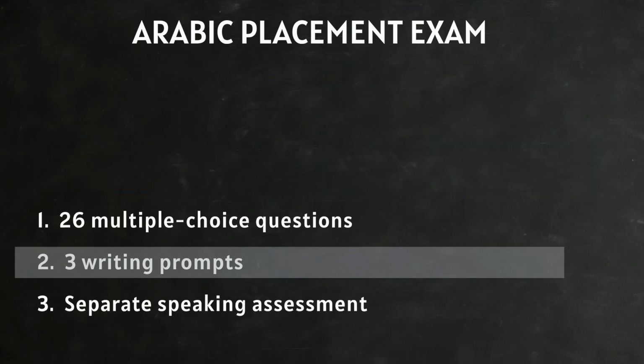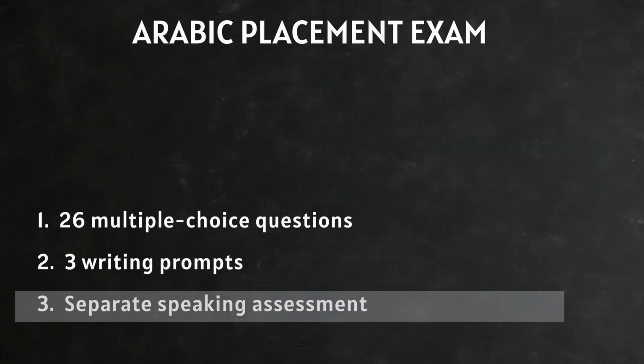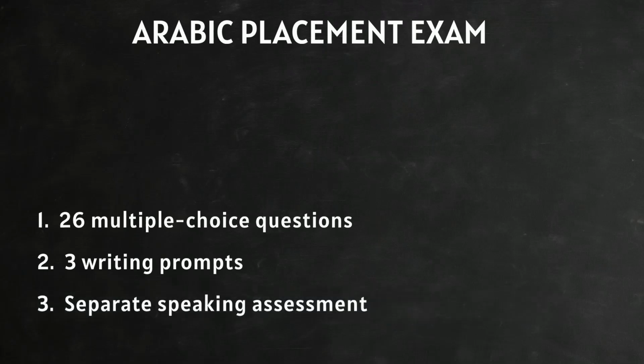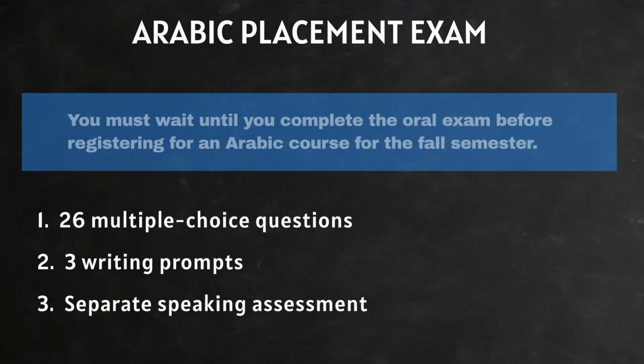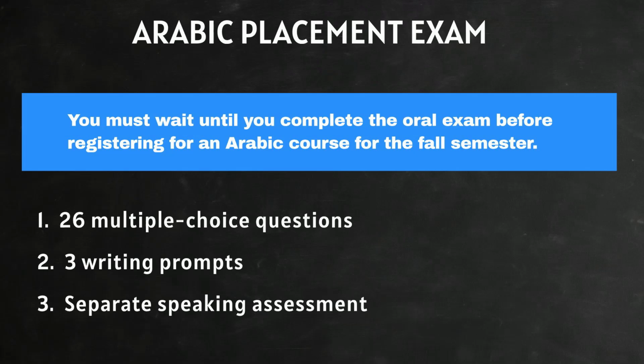In addition to the multiple choice and written portions of the exam, you must also complete an oral interview. This will be held in August, a few days prior to the beginning of the fall semester. An email will be sent to your USC email address in early August with more instructions for setting up your interview appointment. Since you will not have completed the oral interview before meeting with your academic advisor during orientation, you won't be allowed to register for an Arabic course this summer. Instead, you must wait until you complete the speaking exam before registering for an Arabic course. This will not affect your ability to register for other courses while at orientation, however. And once you have a placement score, you will then be allowed to register for an Arabic course for the fall semester.